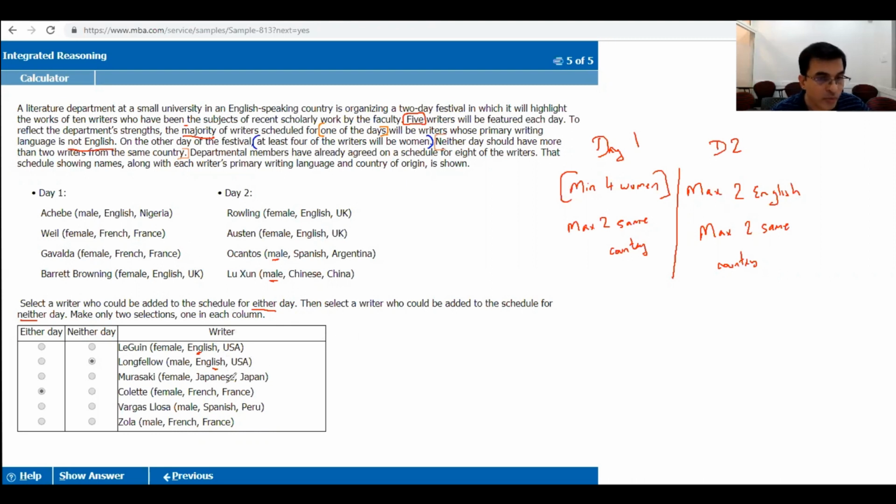What about day 2? On day 2, max 2 English, but she is Japanese. So she's not going to violate this rule. She's passing this check also. Max 2 from the same country. There is nobody from Japan, so she is in no way going to violate that requirement also, which means Murasaki is eligible for day 2 as well. And we have found the person who can go on either of the 2 days. So for this, again, we mark this radio button out here. And that's it. There's no need to check.